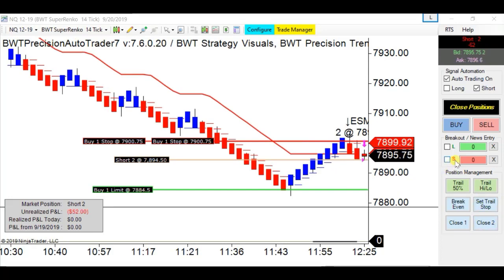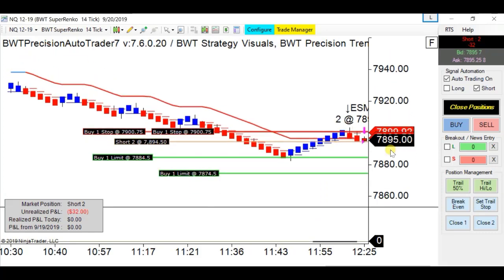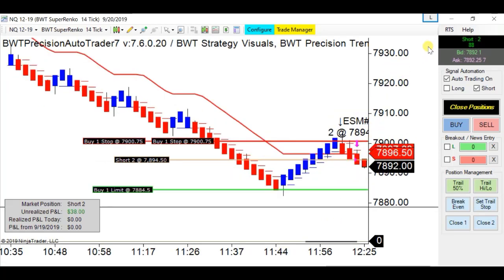All right, so the short is in. Targets are one right before the swing. I raised the first target from 20 to 40 ticks, and this is the second one here. Should work. Like I said, I don't think this is the low of the day yet. All right, I'm going to pause the video.